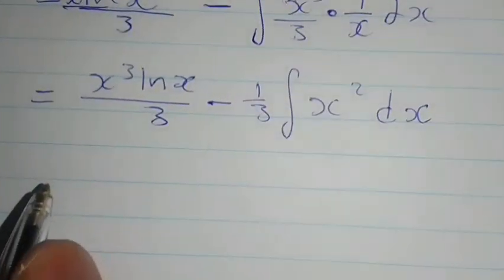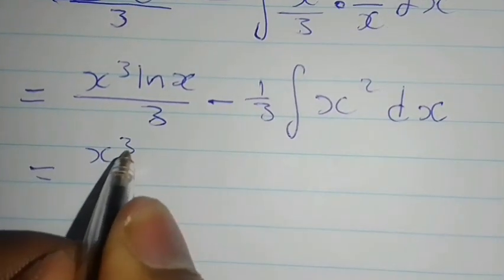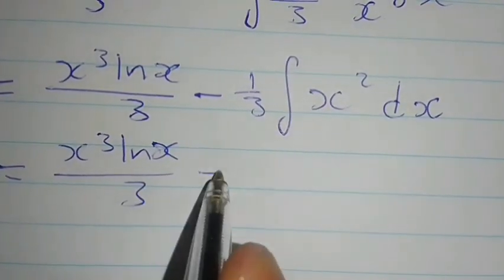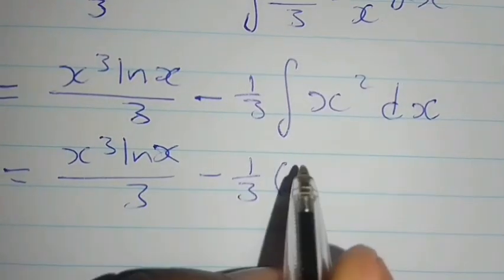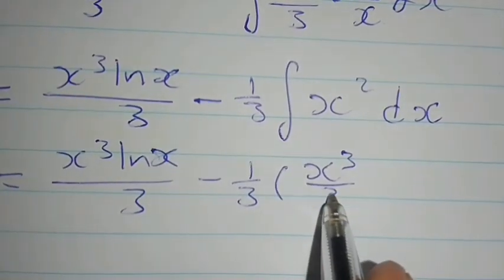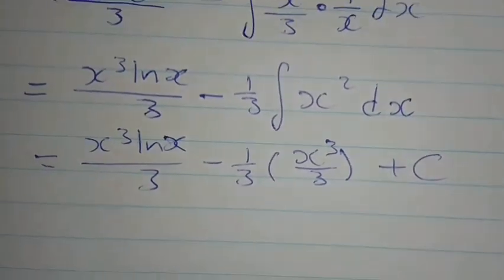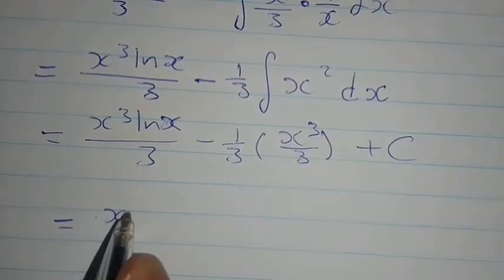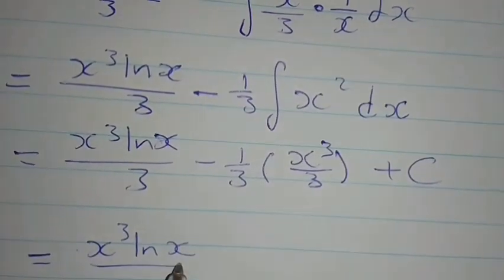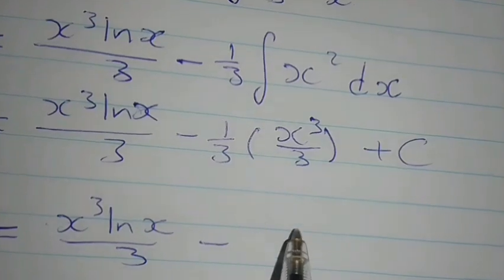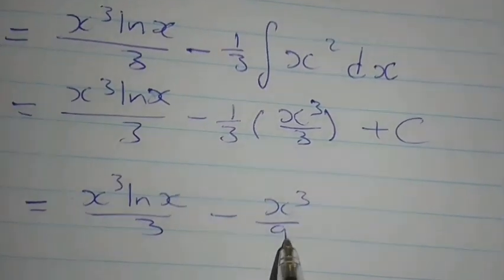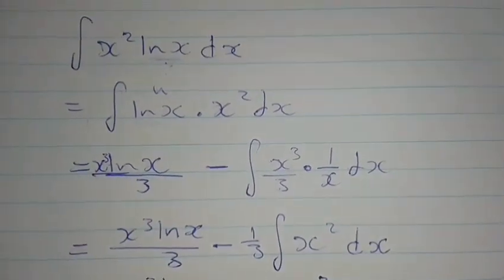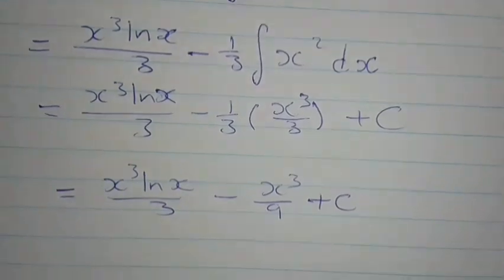Now the integral of x squared, remember I have x to the third and the natural log of x, then you divide by 3 minus 1 over 3. The integral of x squared is x to the third over 3. Then don't forget to add that constant when you're done integrating everything. So this will further simplify to x to the third, the natural log of x, divided by 3 minus 1 over 9 times x to the third. So that's how you can solve this using integration by parts. It's basically this simple really.